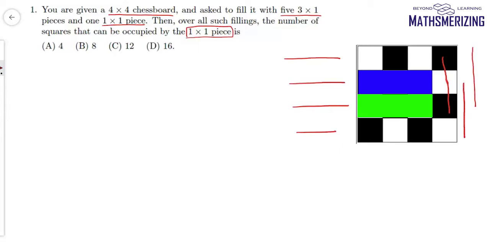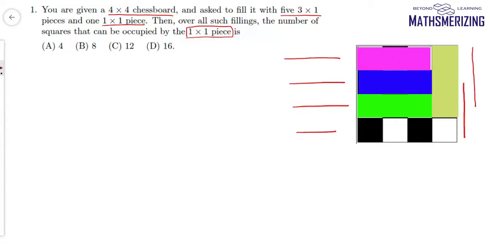Now if we occupy the first 3, then we know that this one will be here, and the last one will either come here or come here. So in that case there'll be 2 squares available for the 1x1. If we place the fourth one here, then we have this square, and if we place the fourth one here, then we'll have this square for the 1x1.